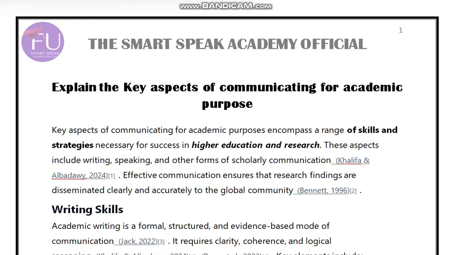We are trying to communicate in higher education or in research, but we have to focus on the skills and strategies in writing. These aspects include writing. We have already talked about academic writing. Now, writing, speaking, and other forms of scholarly communication. Effective communication ensures that research findings are disseminated clearly and accurately to the global community.